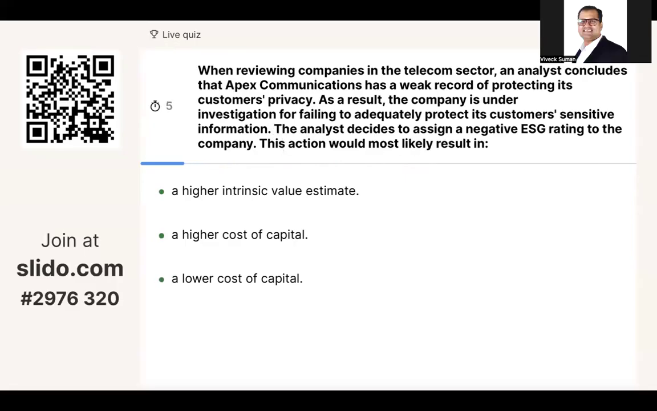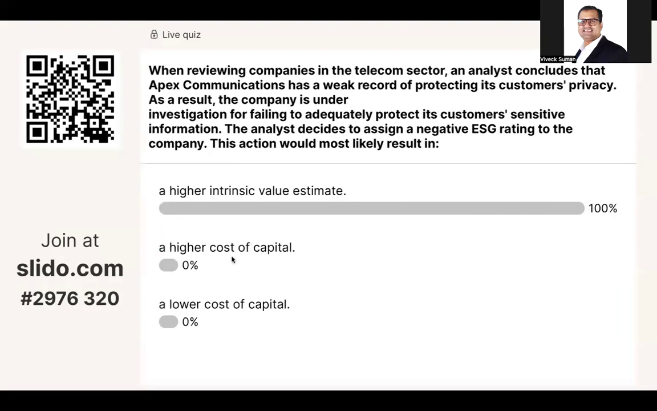So the analyst decides to assign a negative ESG rating to the company. This action would most likely result in which? Higher intrinsic value, or higher cost of capital. When somebody assigns a negative rating, you have to always understand it can only happen with a higher cost of capital. Cost of capital is basically discounting. Discounting means negative, right? So always link a negative ESG rating with higher cost of capital, not higher value.